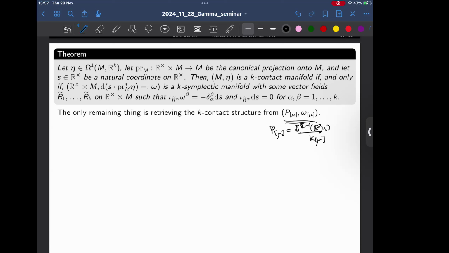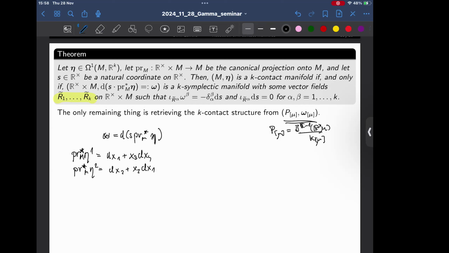I just want to tell you that the existence of these R tilde vector fields is very important, because otherwise you can simply show a counterexample for omega defined as ds times the projection of eta, where eta^1 is equal to dx1 plus x3 dx4, and here eta^2 is equal to dx2 plus x2 dx1.